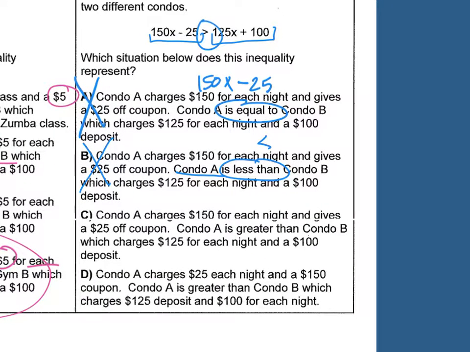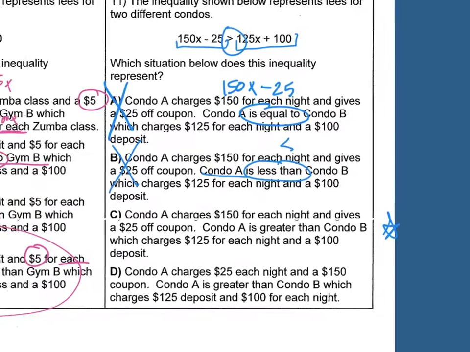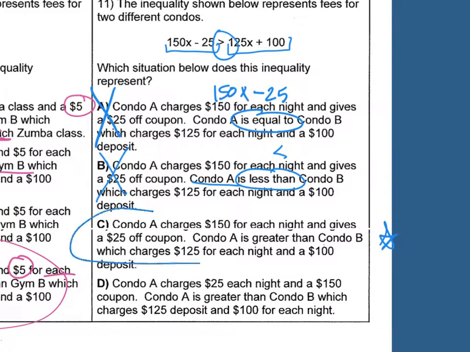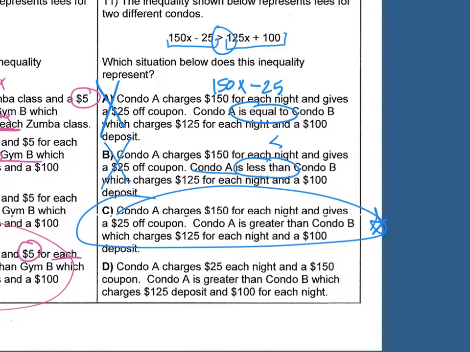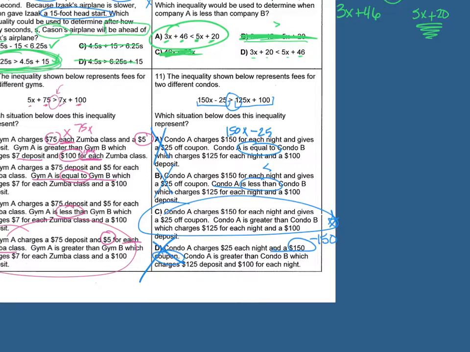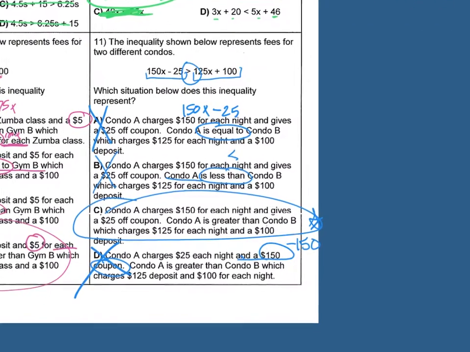C, condo A charges $150 for each night and gives a $25 off coupon. Condo A is greater than condo B, which charges $125 for each night and a $100 deposit. Does that work? Yes. What's wrong with D? It has the 25x instead of 150. So they're trying to say that there's a $150 coupon. So that would be minus $150. That's one heck of a coupon. That's a pretty darn good coupon, but unfortunately, that's not going to work.